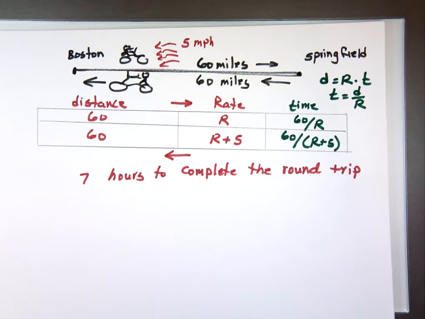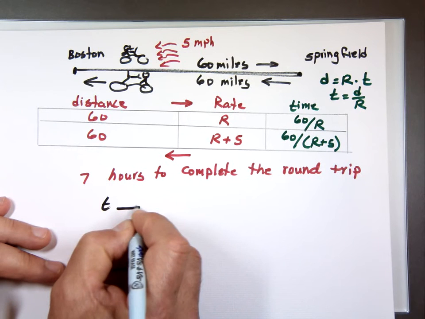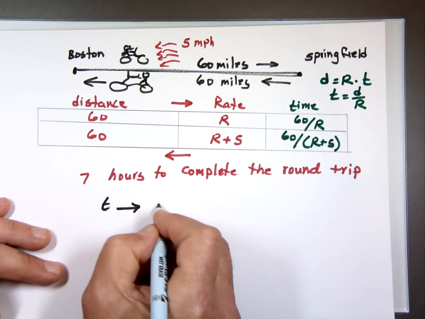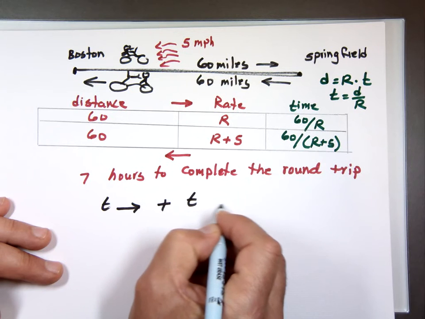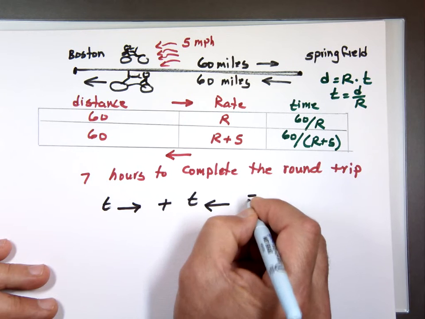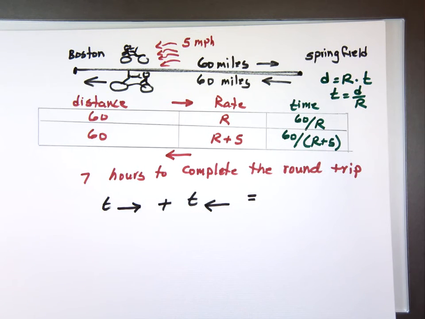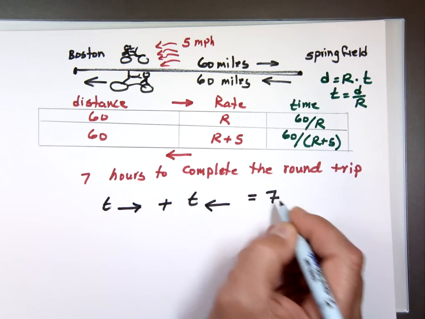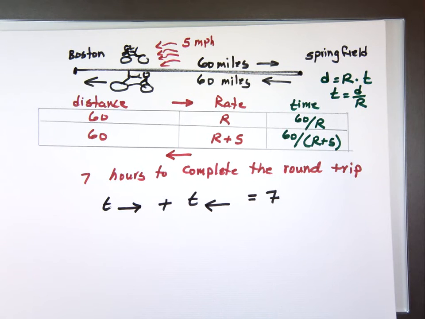Now let's think about this. If I take the time that it took me to go from Boston to Springfield in that direction, add to it the time that it took me to go back from Springfield to Boston, combined, it should equal what? 7 hours. It says 7 hours to complete the round trip. 120 miles in 7 hours, that's not bad. We're cruising.